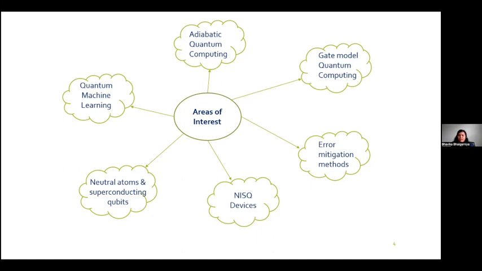Because quantum computers are very sensitive, it is required to protect the data and not lose the information, and that's why many people are developing error mitigation and error correcting techniques to enhance the performance of quantum computers. There are also noisy intermediate scale quantum devices, which I'm interested in, and I'm trying to explore more.